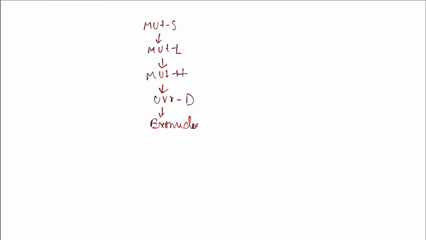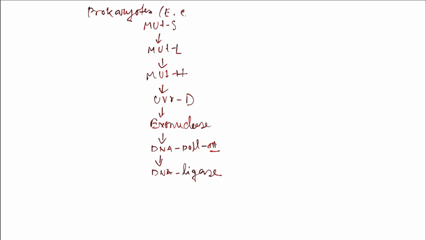So if I summarize, first MutS scans the mismatched bases, then MutL coordinates the repair system, and then MutH clips the unmethylated daughter strand, then UvrD unwinds the DNA, then exonuclease removes error containing DNA, then DNA pol 3 synthesizes DNA, and then ligase seals the nick. This is the prokaryotic mismatch repair system in E. coli.